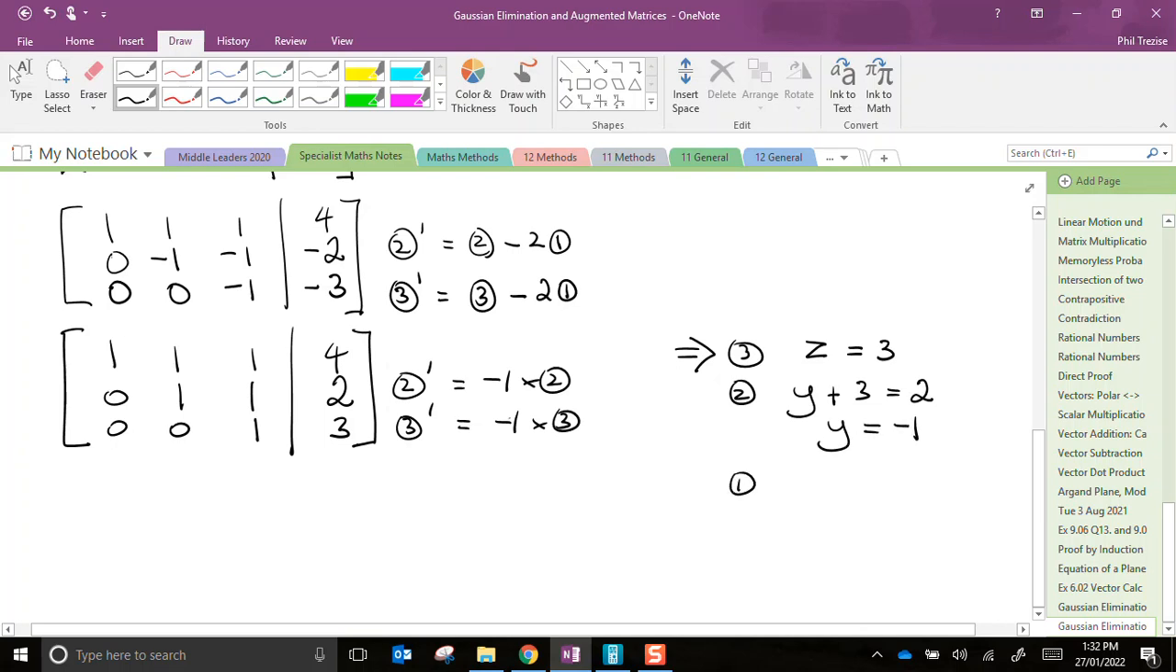And by going back to row number 1, I could state that x plus y plus z, but I already know that y is negative 1 and that z is 3, and that all equaled 4. So that, I hope, tells me that x equals 2. Is that right? 4 take 2 is 2. Yes. So I've got my solutions.